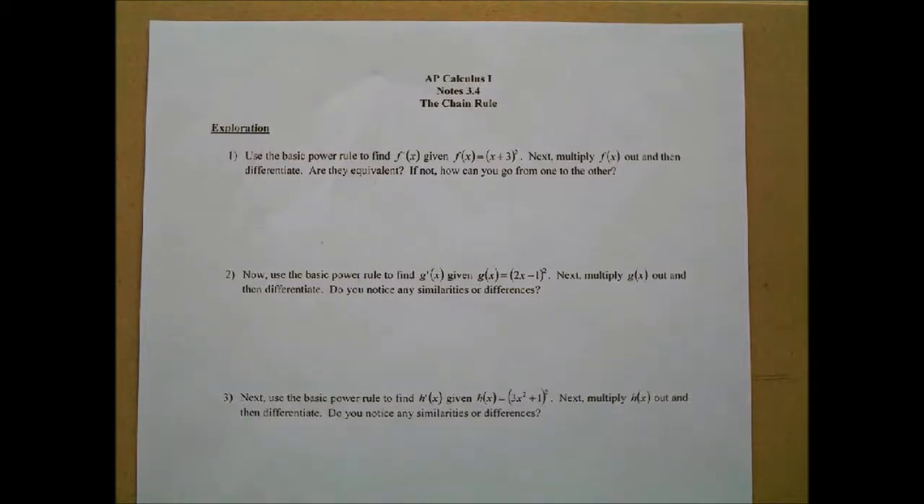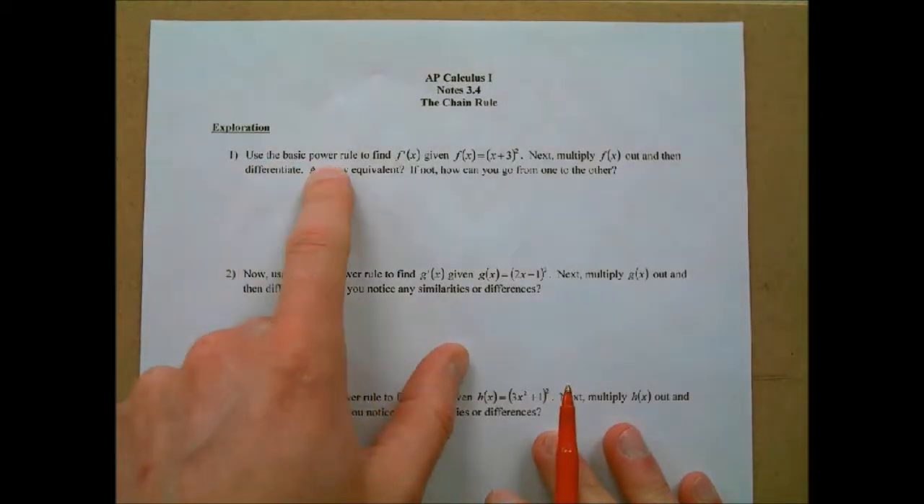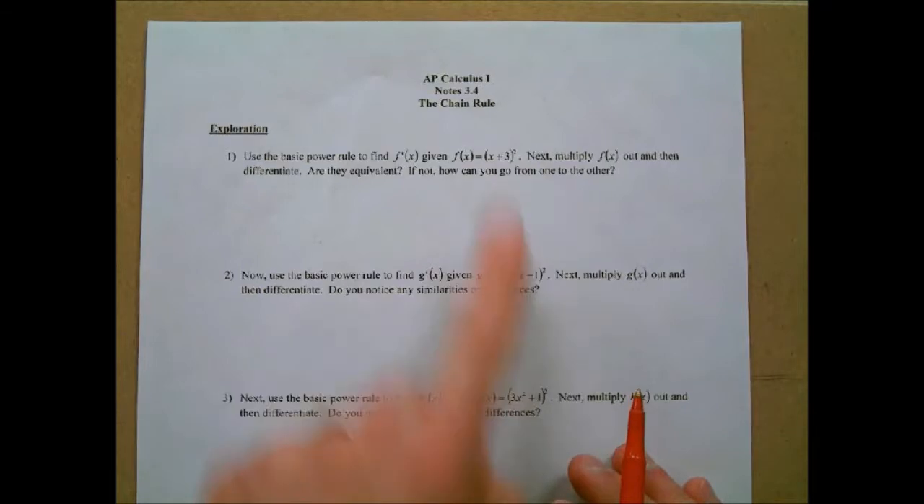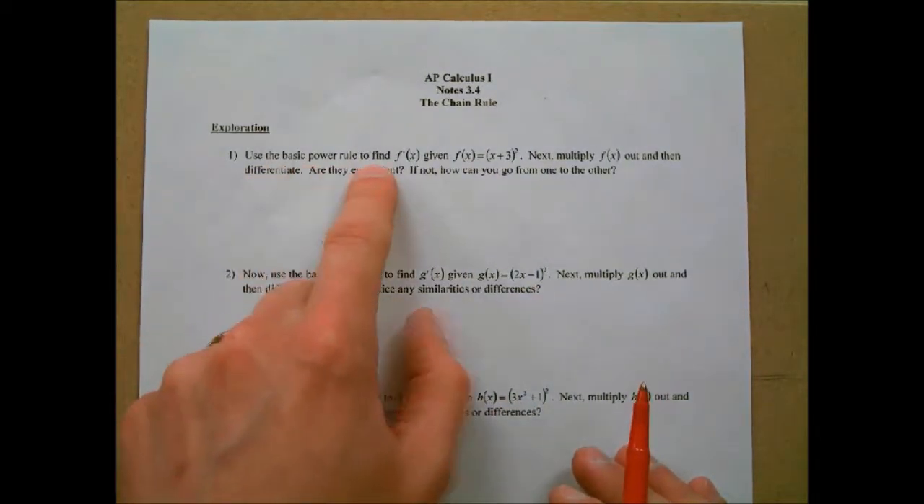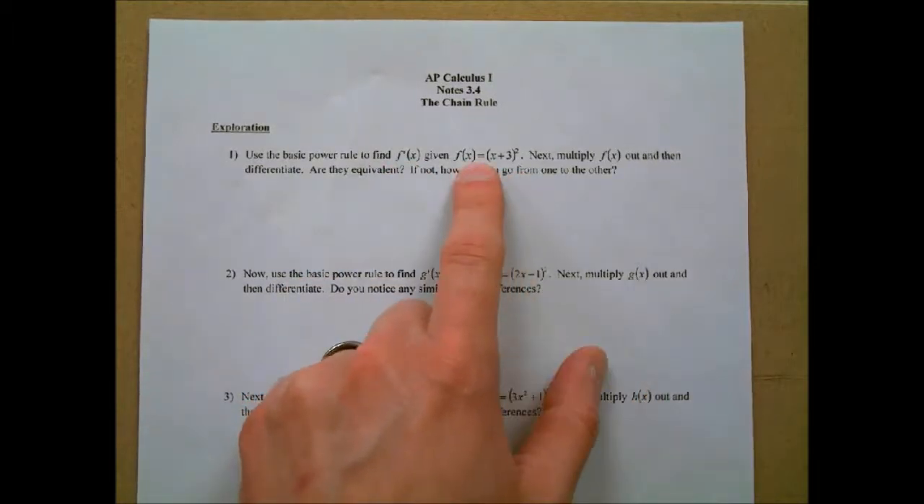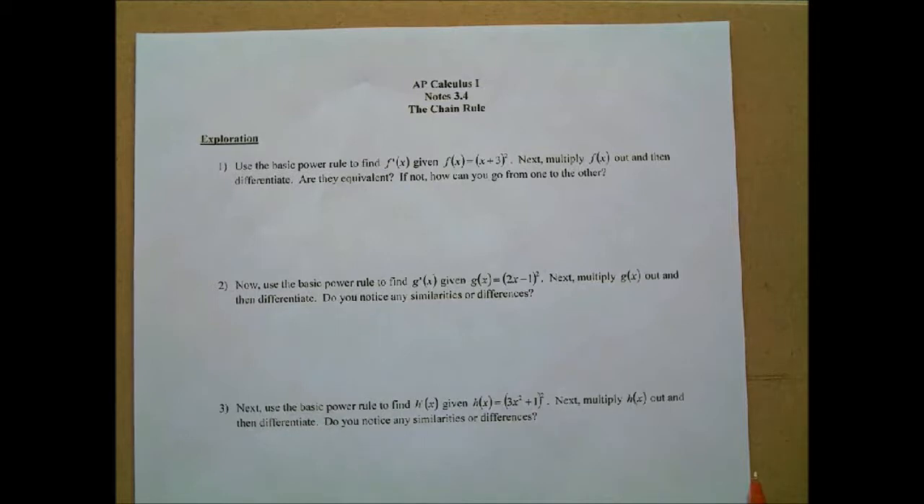Well, we're going to look at a function right here. f of x equals (x plus 3) to the second. And we're going to look at a few functions, okay? And we're going to use the basic power rule to try to find f prime, given this. So right now, the way you would find this derivative is you would need to multiply out x plus 3 times x plus 3, get that polynomial, and then take the derivative to use our power rule.